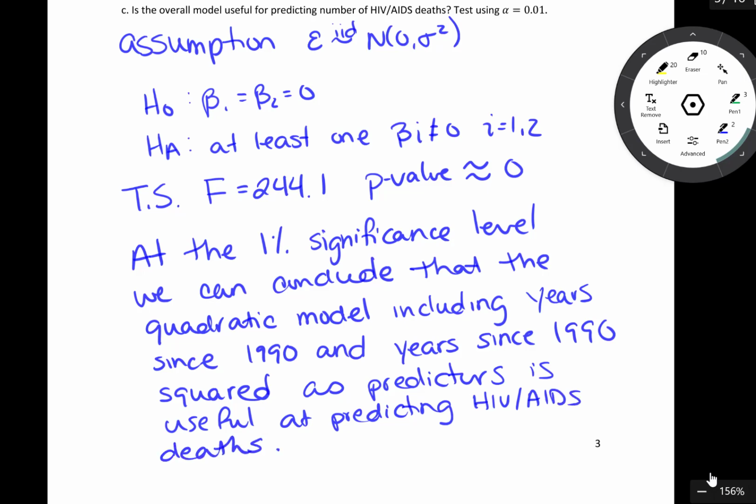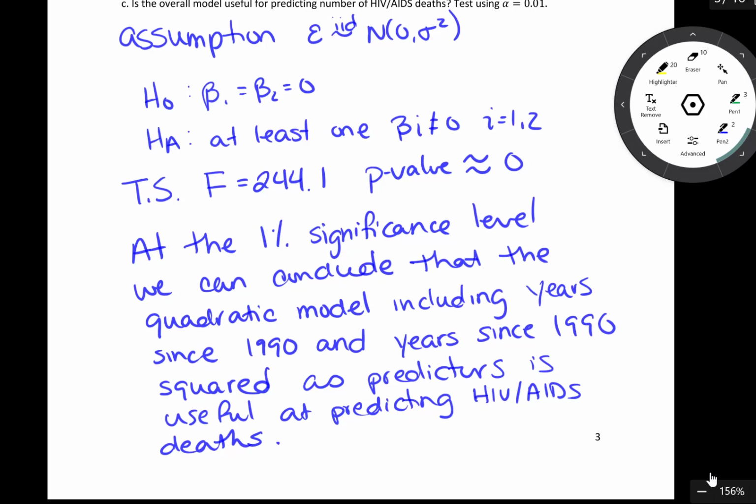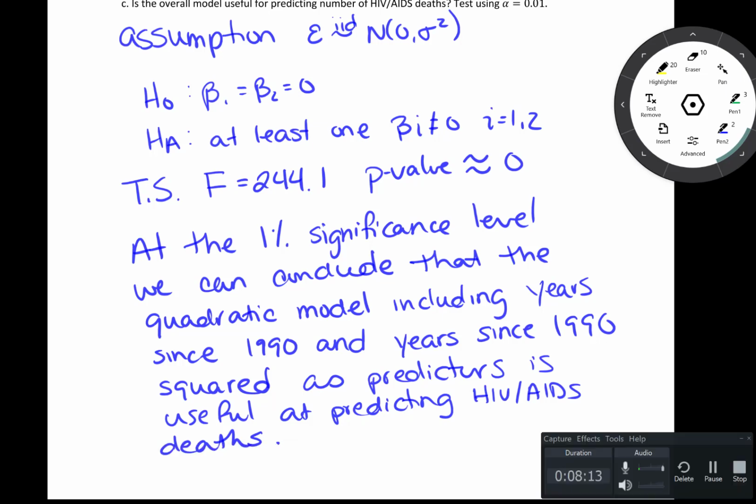Notice the overall conclusion for this model utility test is very similar to what we've seen before, and one of the important things to note is that in the interpretation I am including what model we fit, because again, all of the values that we find are contingent on the model that was fit.